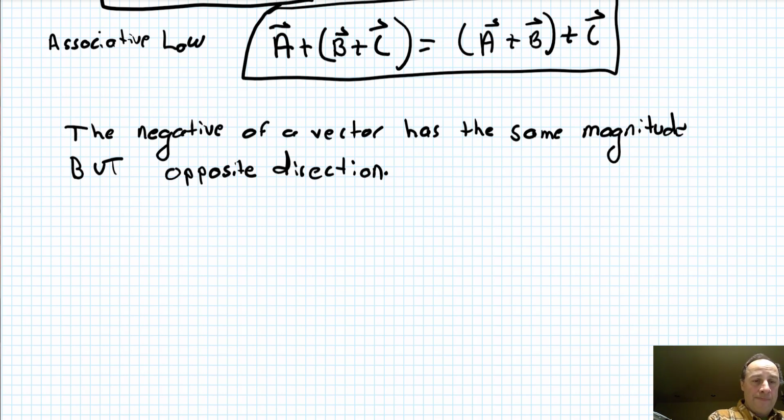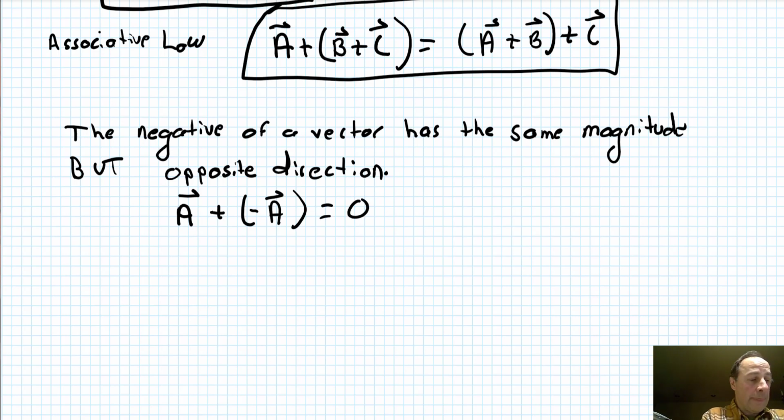So mathematically, they would say this, that A plus the quantity minus A equals 0. So if this is A, then this is minus A. All right, exactly the same magnitude, opposite direction.